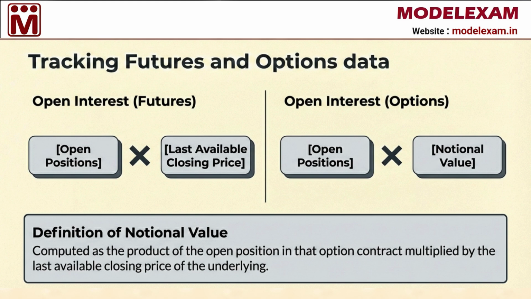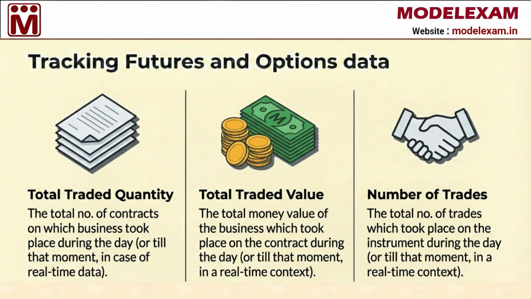Now, let us discuss open interest, which helps us understand the total number of active positions in the market. For futures, we calculate this by taking the open positions and multiplying them by the last available closing price. For options, we multiply the open positions by something called the notional value. This notional value is found by multiplying the open positions in that option contract by the last closing price of the underlying asset.